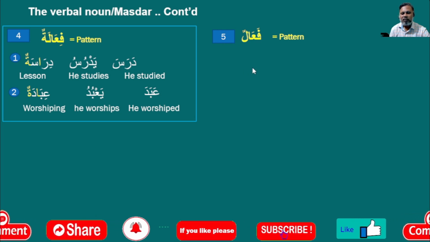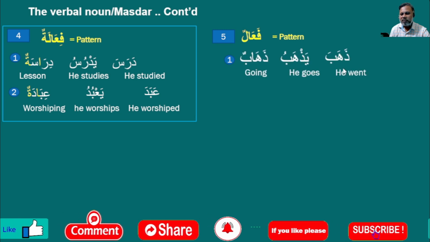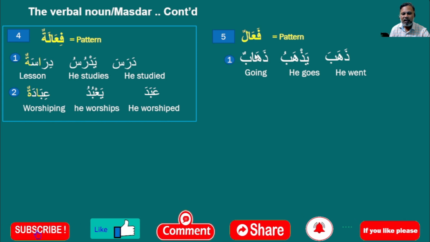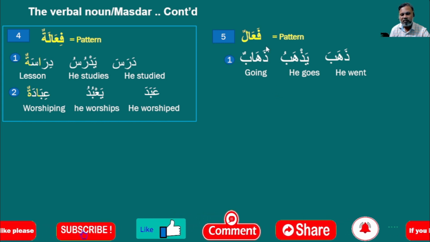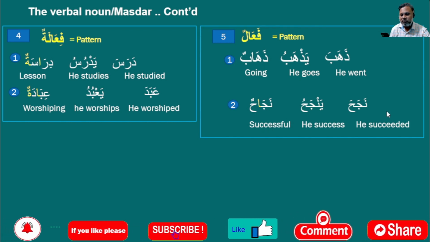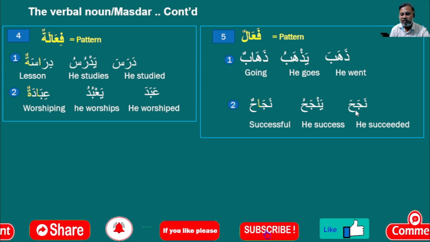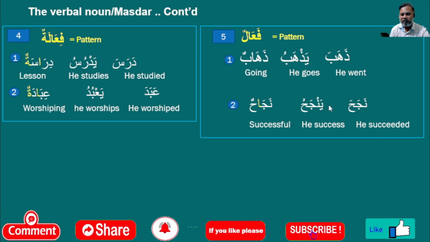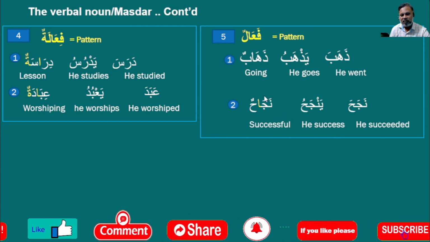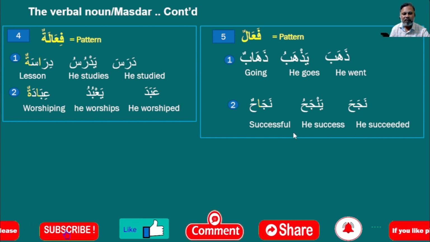Number 5 group, fa'alun pattern. For example, dhahaba means he went, yadhhabu means he goes, and dhahabun means going. Fa'alun, dhahabun. Number 2 example, najaha means he succeeded, yanjahu means he succeeds, and najahun. Najahun means success. This is a noun, verbal noun or masdar.